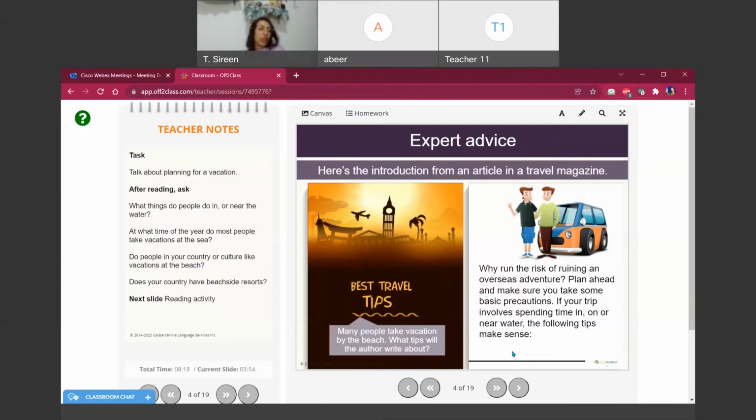طيب, here, at what time of the year do most people take vacation at the sea? When do people take vacation at the sea? In which season? أنا على اليسار. At what time of the year do most people take vacations at the sea? Summer season. In summer season.